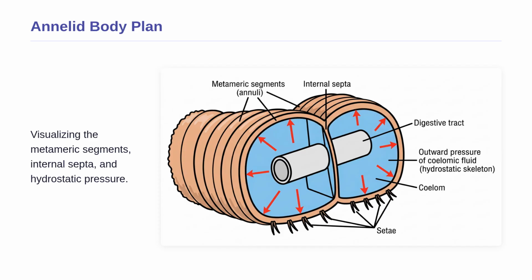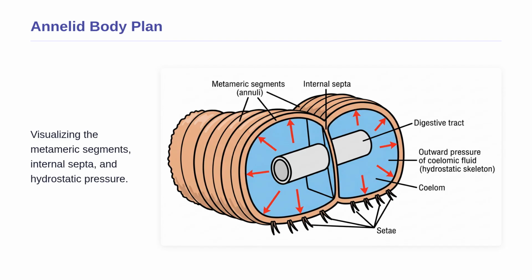Having calculated the force, let us visually examine the anatomy that makes this possible. On screen is a cross-section of an annelid. Notice the external rings, labeled as metameric segments or annuli. Inside, you can see the vertical partitions called internal septa, which divide the body into those boxcar-like compartments. The blue area represents the coelom, the fluid-filled cavity we discussed.